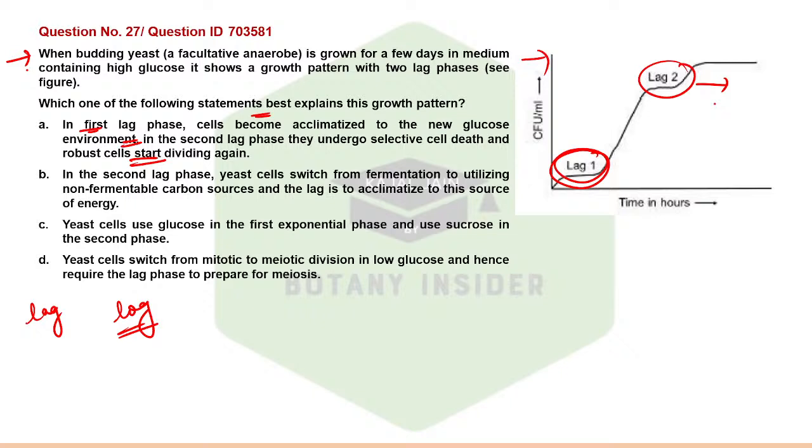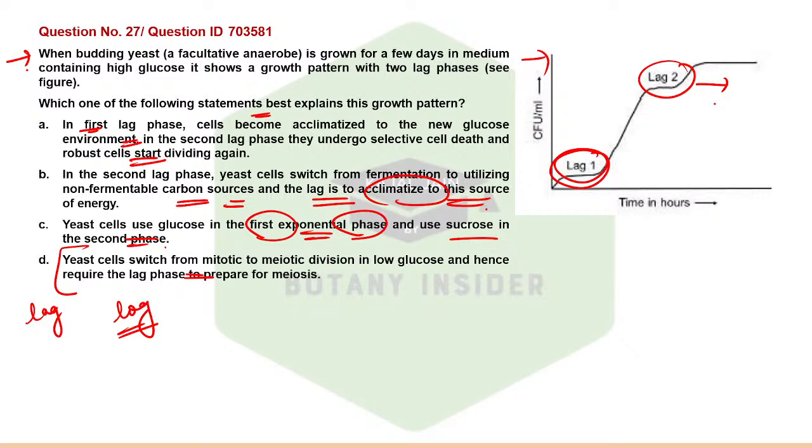Then in the second phase, the yeast cells switch from fermentation to utilizing non-fermentable carbon sources, and the lag is to acclimatize to this source of energy. Then yeast cells use glucose in the first exponential phase and use sucrose in the second phase. Then yeast cells switch from mitotic to meiotic division in low glucose and hence require the lag phase to prepare for the meiosis.